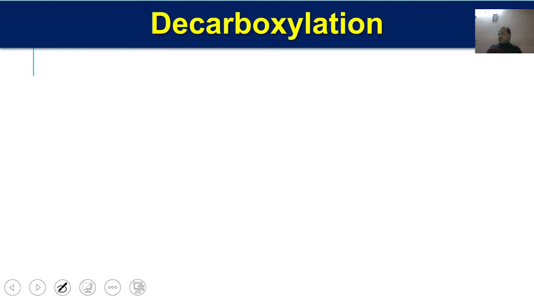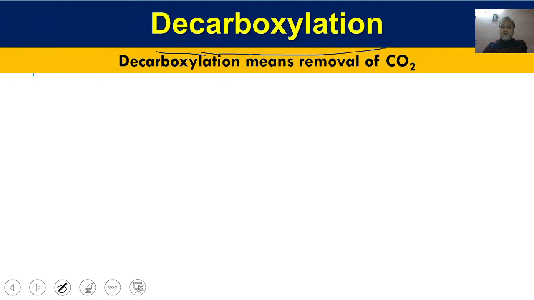Second important reaction is decarboxylation. Decarboxylation means, as its name suggests, D means removal, carboxylation means carbon dioxide. So we are going to remove the carbon dioxide from the amino acid. Whenever we remove carbon dioxide from an amino acid, it is called a decarboxylation reaction.